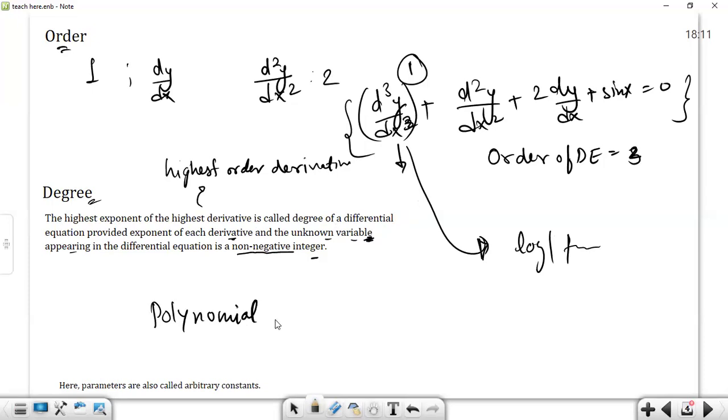The differential equation must be a polynomial in derivatives. It means the derivatives must have powers and they must not be attached to any radicals like logarithm or tan. Okay, here we'll understand it using examples. Yes, better, sir.